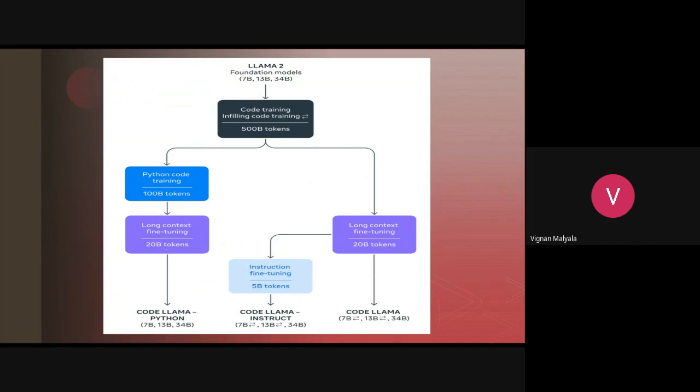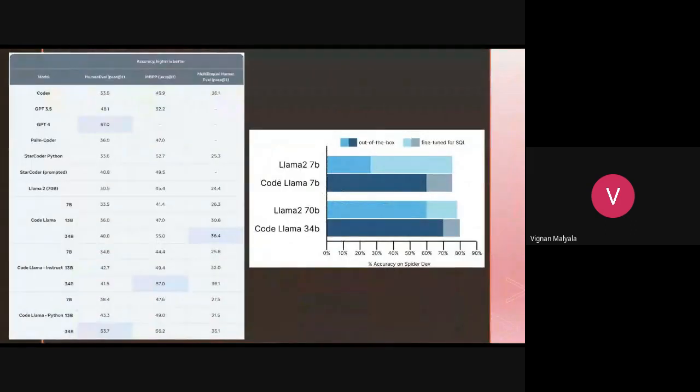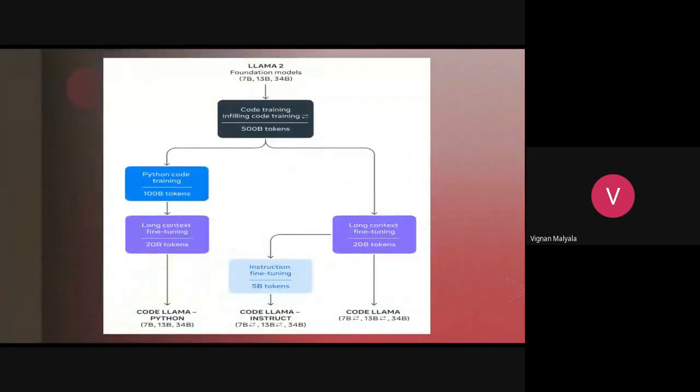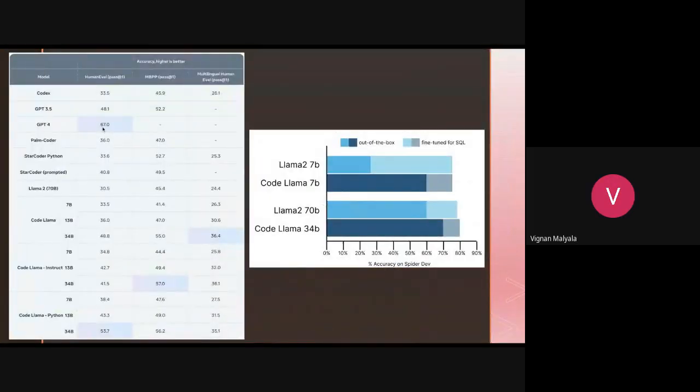Any other questions before I move? Comparison with GPT-4: is Llama 2 competing with GPT-4 or is it still lagging? GPT-4 is 67 based on HumanEval, but Code Llama is 53 with the 34 billion model. But it has definitely outperformed GPT 3.5. So still not there with GPT-4, but even against 3.5 it is good.